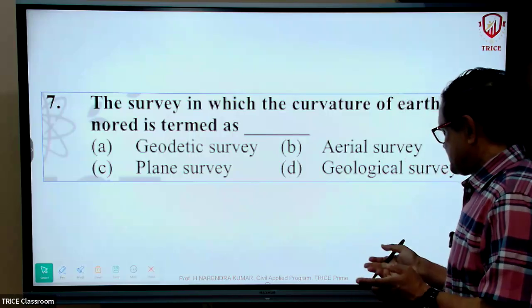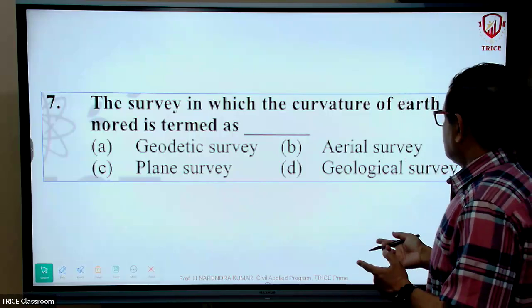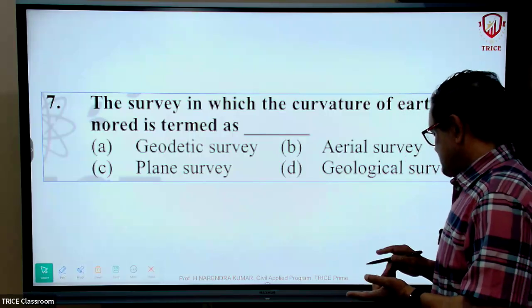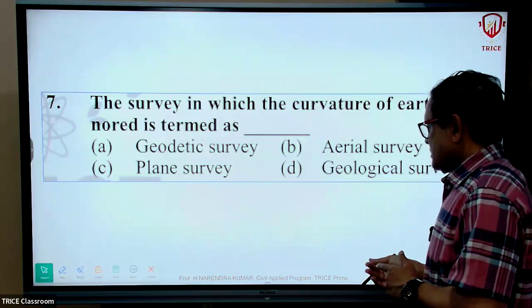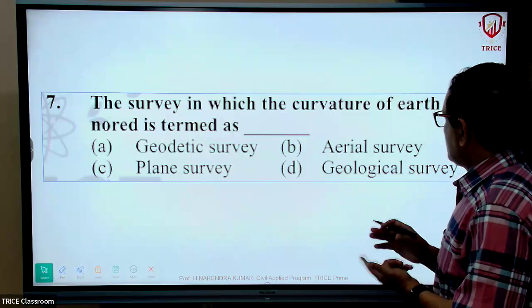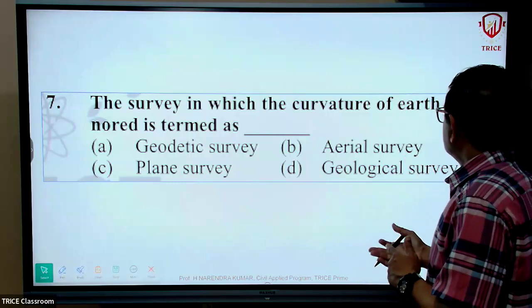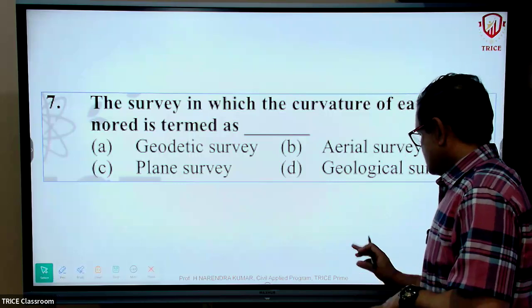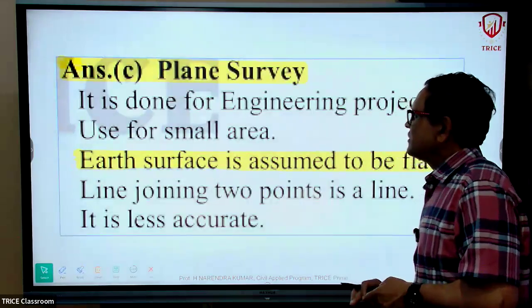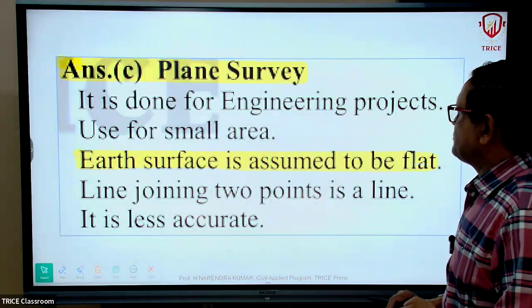See, there are 2 divisions of surveying. One is plane surveying, the other one is geodetic surveying. In one, the curvature of the earth is taken into consideration; in the other one it is ignored. So the answer is nothing but plane surveying. It is done for engineering projects used for smaller areas.